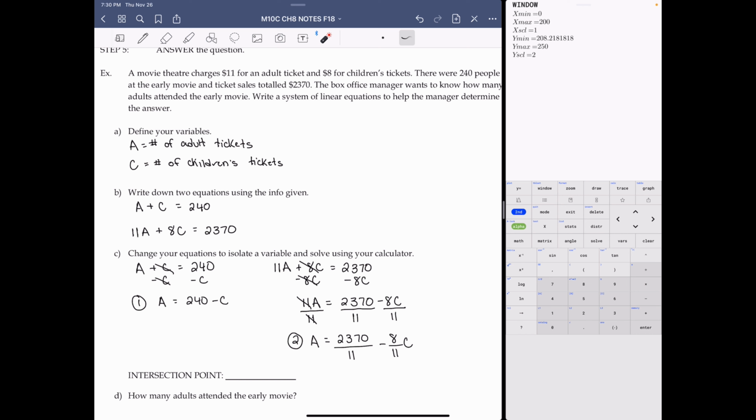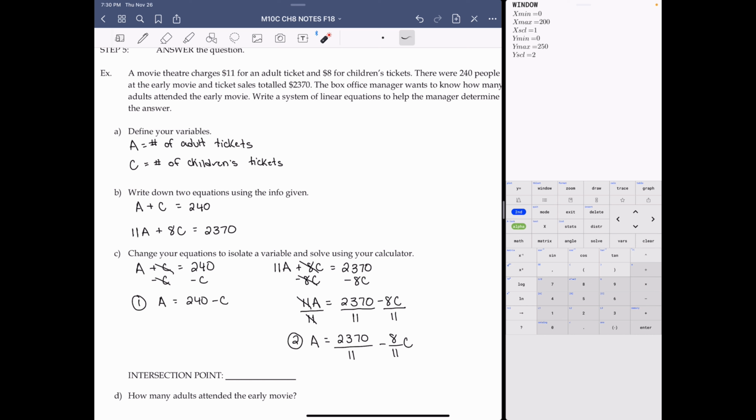And then my scale, this is just how much it's going to count up by. It doesn't really matter. You can leave that. My y min, you can see it's at 200. I could just change that to 0 because y is also number of tickets. So in this case, I isolated a, which means my y value is number of adult tickets and my x value is number of children's tickets.